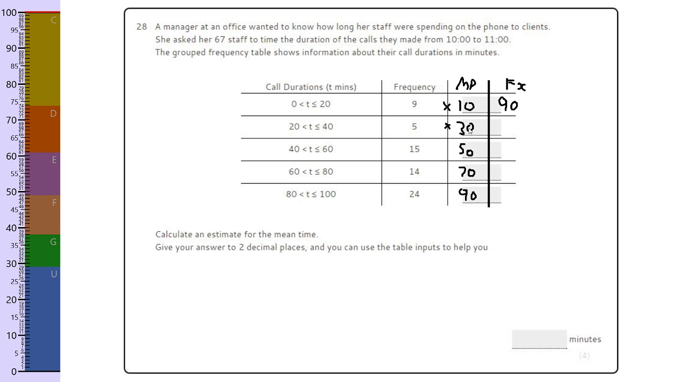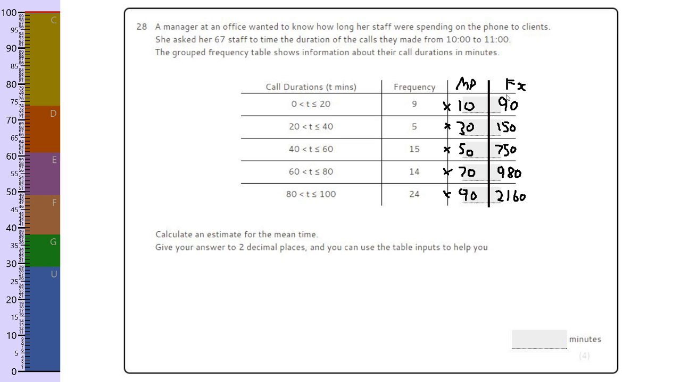5 values, and we're using 30 to represent them. So 5 times 30, again, don't need to do it on the calculator, but it's there, so you might as well use it. 15 values, which we're saying are all 50. Let's times them together, 750. 14 values, which we're saying all are 70, and so that's 980. And then finally 24 values, which we're saying are 90, so times them together, it's 2160.